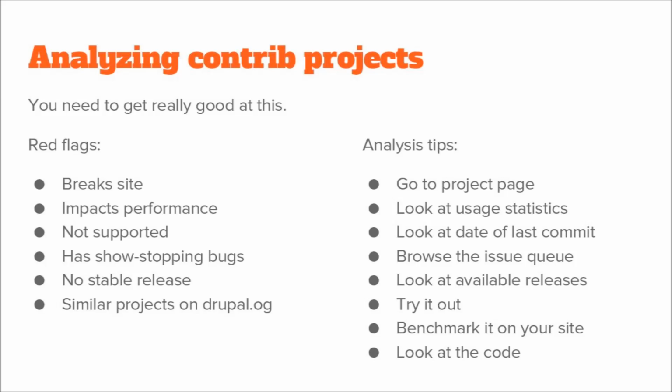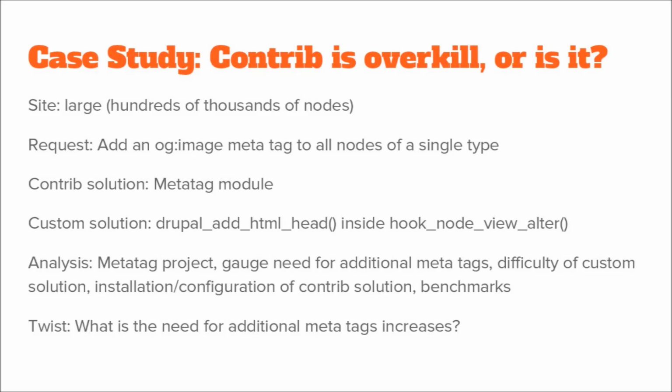So I've been pretty abstract. I wanted to just mention a couple of case studies, a couple of real-world examples that I was involved in. This one is an example of the contributed solution being overkill, maybe. The site for this was a very large site, so hundreds of thousands of nodes. And the request was to add a meta tag to all nodes of a single type. And it was just a static string.